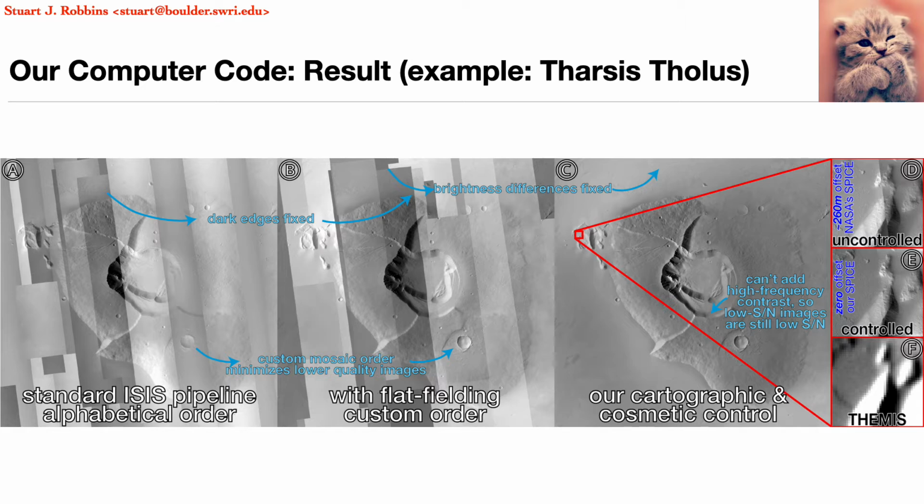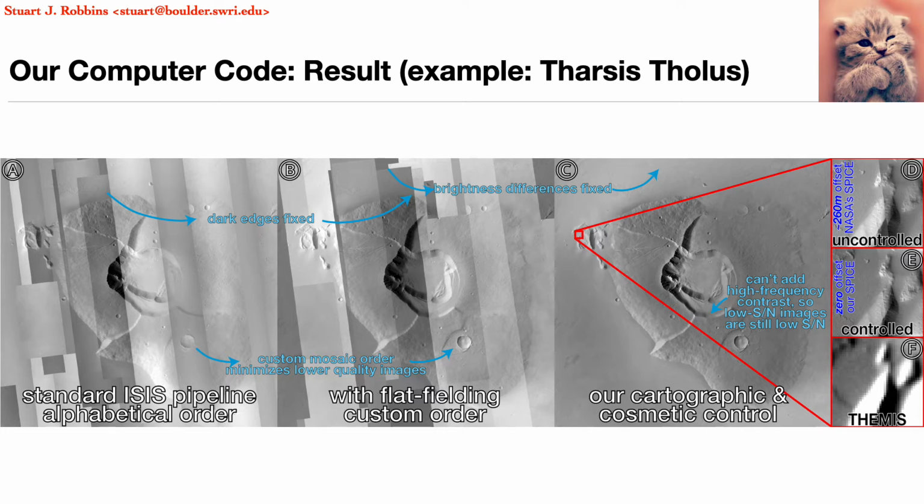You can also compare that to Themis, which is 100 meter per pixel instead of 5 to 6 meter per pixel. Now this is actually all I'm going to talk about with the cosmetic control process. For the rest of the talk, I'm going to talk about our cartographic control process. The gist of the cosmetic control process is that we control the image brightnesses across the image to a much lower resolution but stable global mosaic.